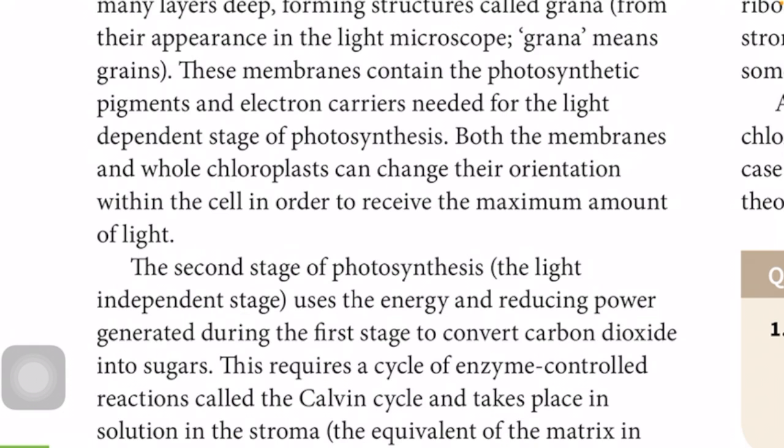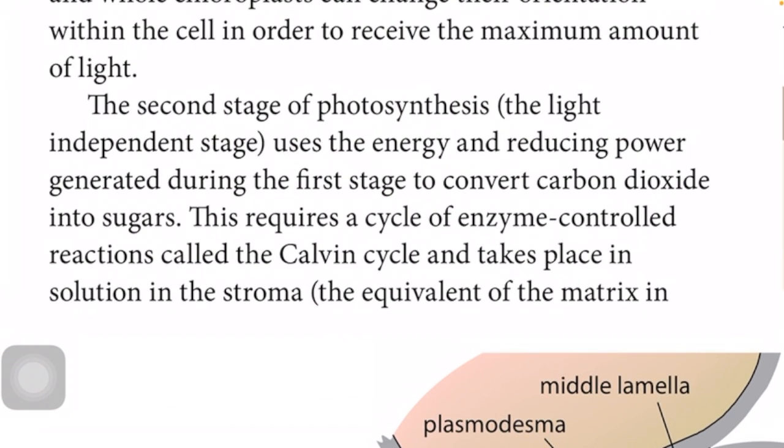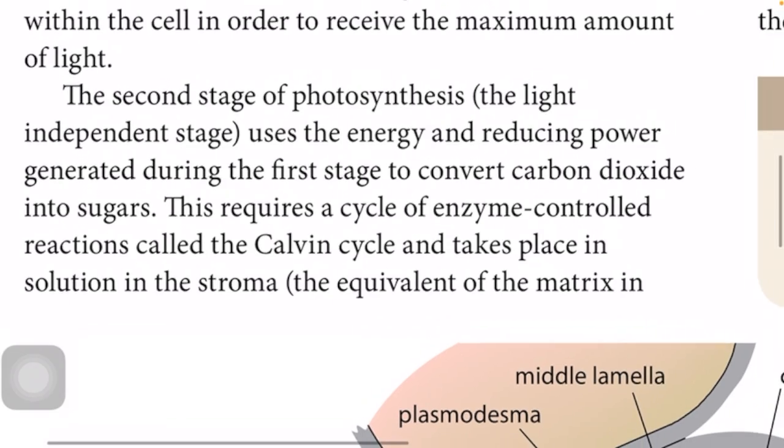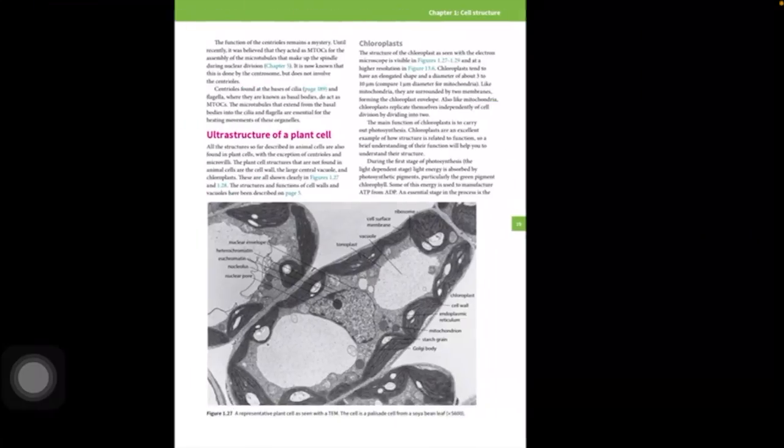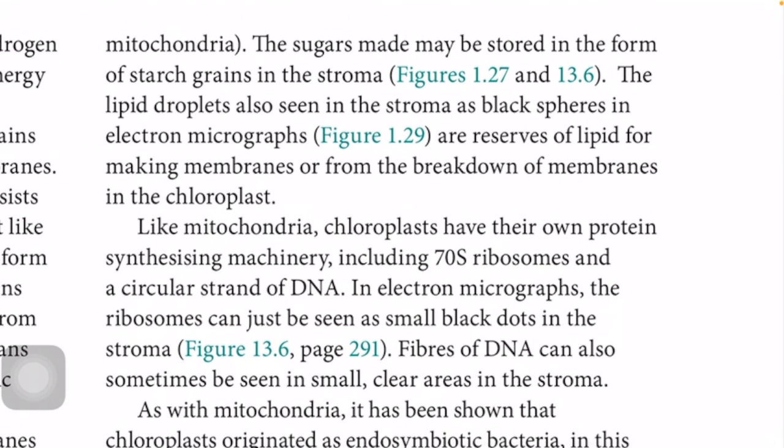Okay, so the second stage of photosynthesis, the light independent stage, uses the energy and reducing power generated during the first stage to convert carbon dioxide into sugars. This requires a cycle of enzyme controlled reactions called the Calvin cycle and takes place in solution in the stroma, the equivalent of the matrix in the mitochondria. The sugars made may be stored in the form of starch grains in the stroma. Okay, this is one information.